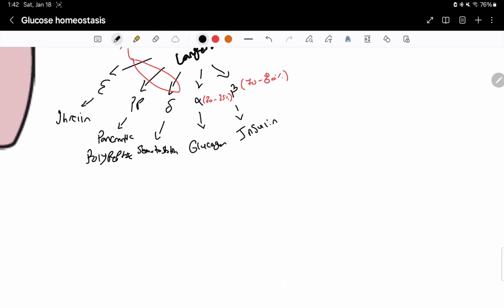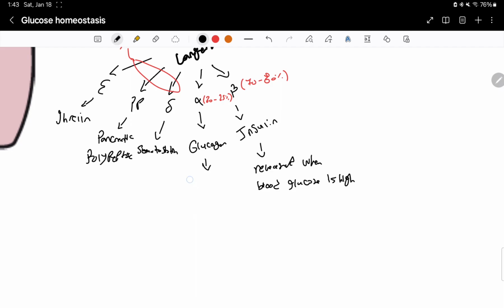So when is insulin secreted? Okay, that's when we want to know. What is insulin and when is it secreted? So insulin is a peptide hormone, and it is actually released when blood glucose is high. So blood glucose is high. That's when insulin is released.